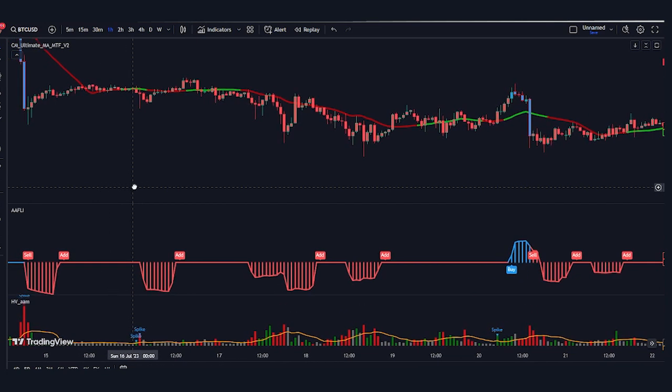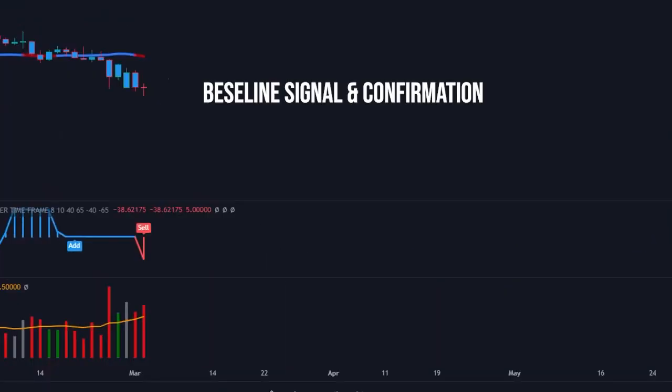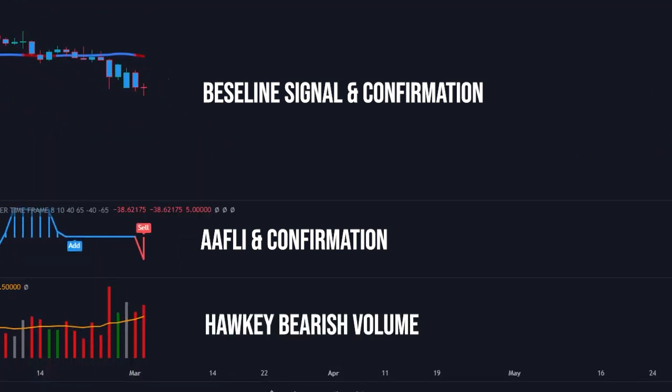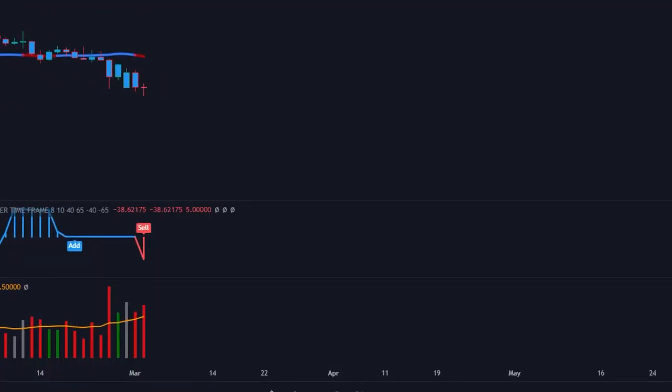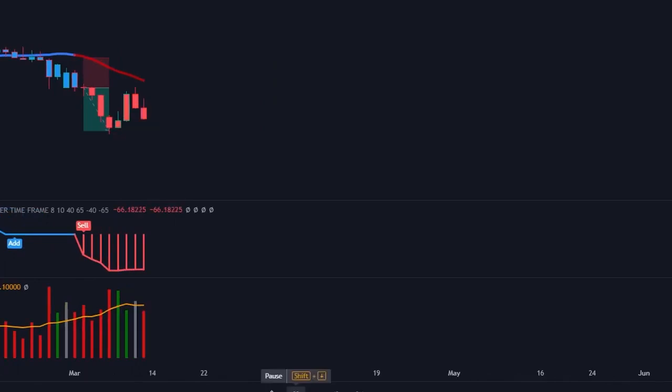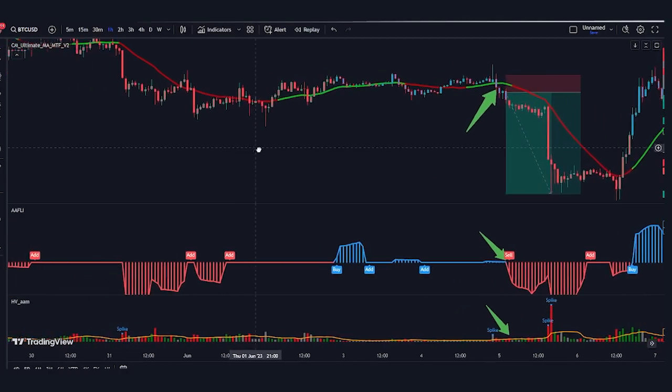The first step is to wait for a color change from the baseline. Subsequently, to validate the trend direction, price must be below the baseline. For a short signal, the AFLI must confirm the signal, so either look at the candle color or look down at the indicator. Lastly, the Hawkeye's red bar must be above the yellow trigger line to confirm there is sufficient bearish volume, so all the indicators have aligned, meaning we can place the take profit and stop loss and enter the trade. And when the trade is done, we now need to look for continuation trades.